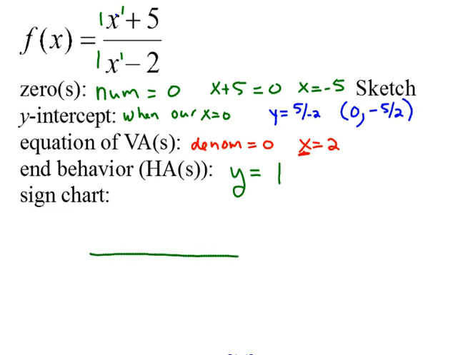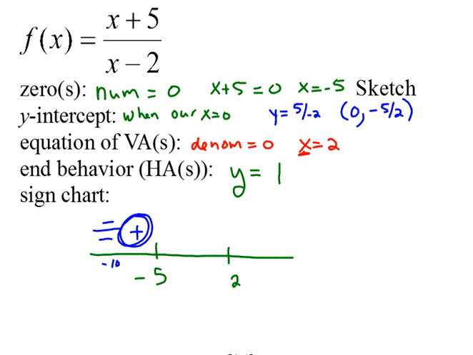All right, then let's draw our sign chart. What goes on our sign chart is our zeros, which are negative 5, and also our vertical asymptotes, which is x equals 2. All right, and so when I look at this, I put a number from negative infinity to negative 5 into my equation here. So if I pick the number negative 10, negative 10 plus 5 is negative, negative 10 minus 2 is negative. So you have a negative divided by a negative, which results in a positive.